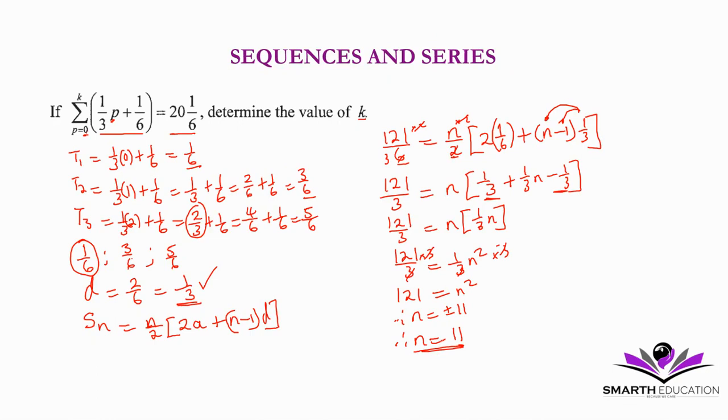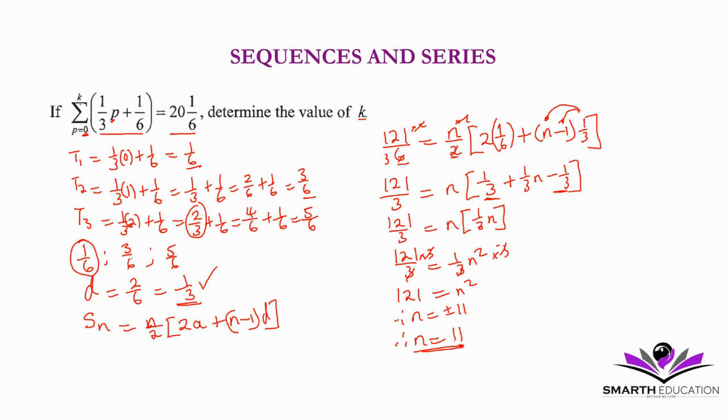But now, remember we're asked to find k. You have to be careful here. Okay, how do we find k? This n is the number of terms, and this k here is not the number of terms. It shows us that we substitute 0 into our general term up to k, isn't it?